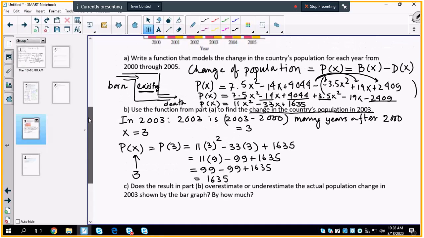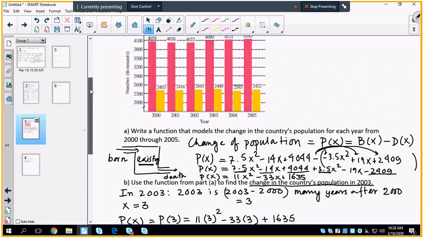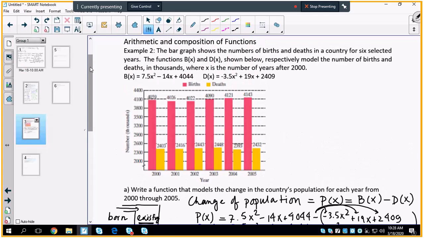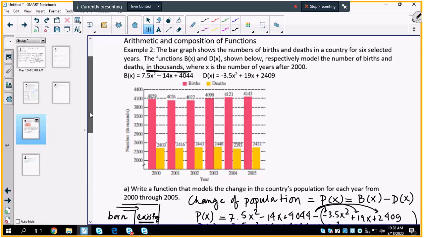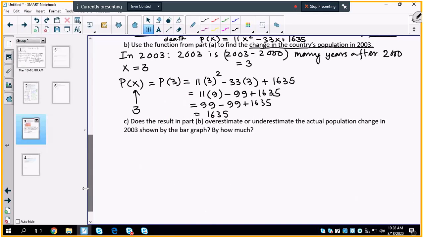What do I mean by that? See, all these functions, when you calculate them, they are in thousands. So it is 1635 thousand people, representing the change in population for the country in 2003. So that will be your full answer. In 2003, the change in population will be 1635,000 people.